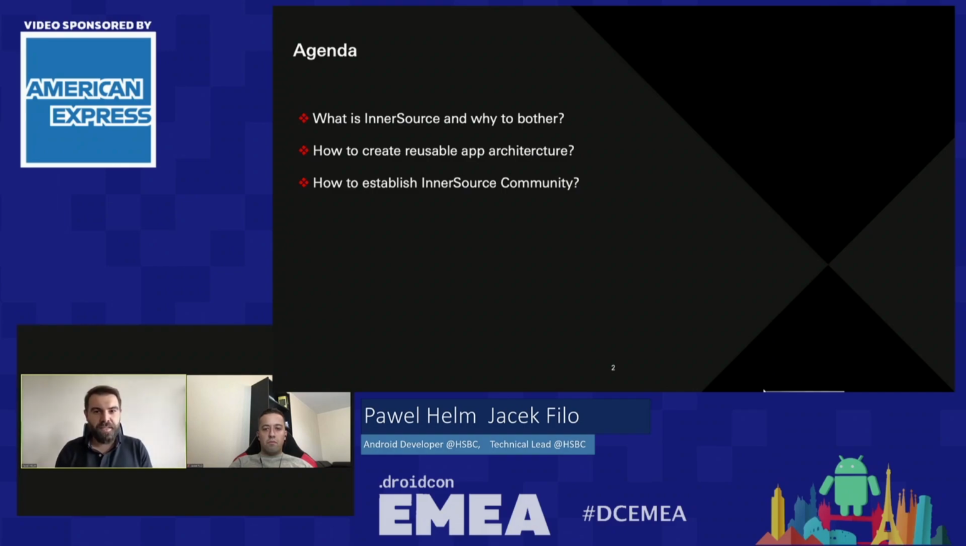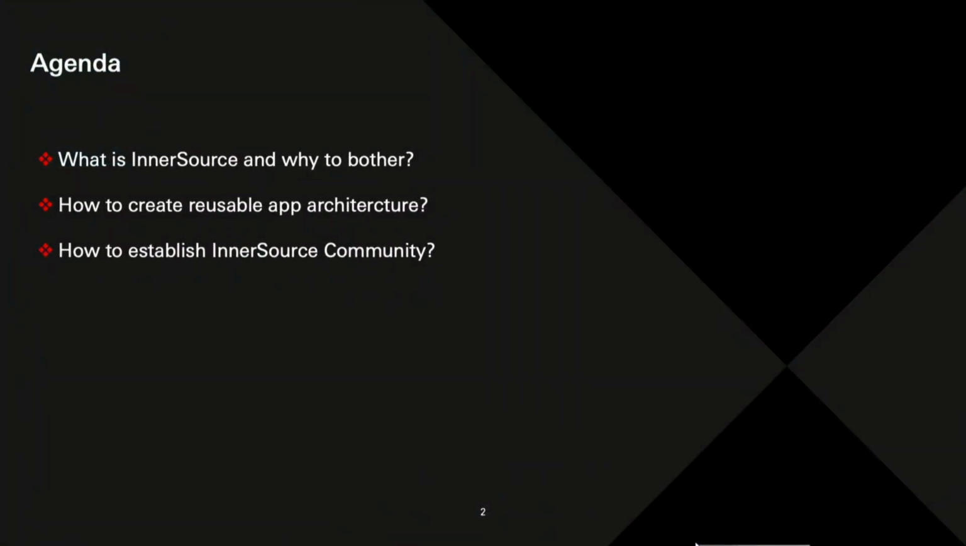So the path for today will be as follows. At the beginning, we'll talk about inner source and why we should bother about this. Later, we'll move on to the topic of how to create a reusable app architecture ready for inner source. And finally, we will discuss in more detail how to establish an inner source community inside our organization.